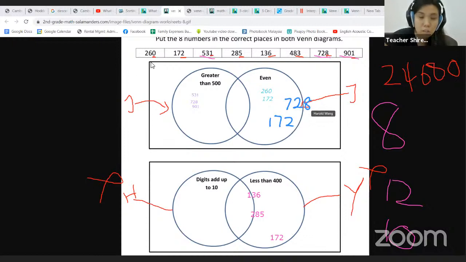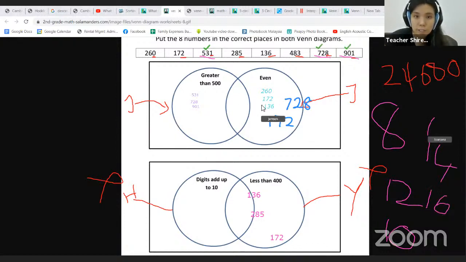Okay, greater. So basically all the numbers which are greater than 500: 500 something, 700 something, and 900 something. Very good. That's greater. Then the rest is all smaller. It's over here. 700 something is greater, this side.